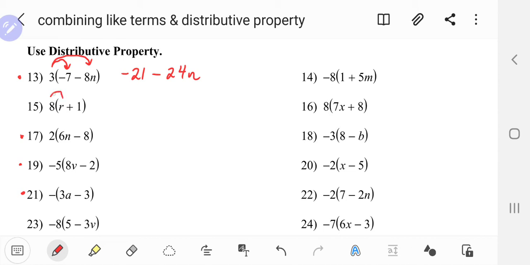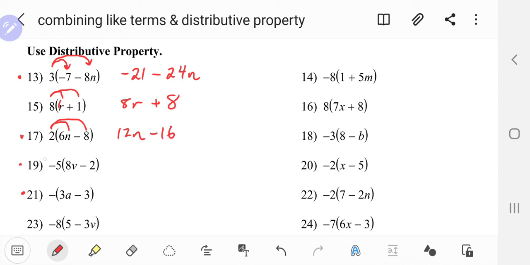We take the outer factor and multiply it by both of the inner terms. Now we slide a 1 in here, so that's 1r. So 8 times 1r is going to be 8r. And 8 times plus 1 is going to be plus 8. Oops, I did one extra that I wasn't planning on doing. That's okay. Number 17, we're going to distribute the 2. And we're going to find that 2 times 6n is 12n. And 2 times minus 8 is going to be minus 16.